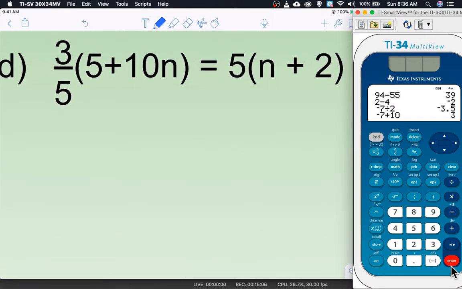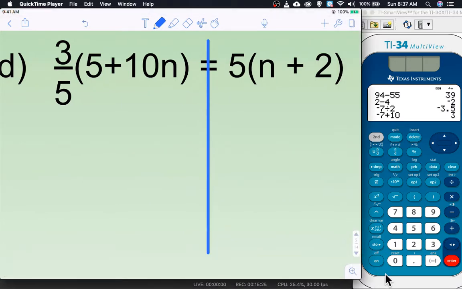Letter D, I mean, if you're looking for a challenge, try it. Feel free to pause the video and try this problem before me. If not, well, let's get through it. So I see here I've got parentheses on both sides. I'm going to have to distribute on both sides. Let's do the right-hand side first because it's a little bit easier, a little bit prettier.